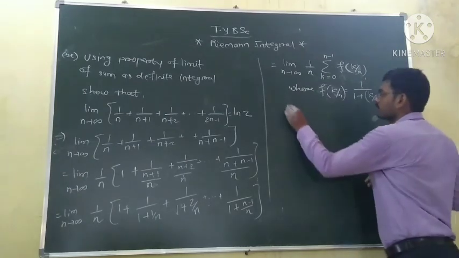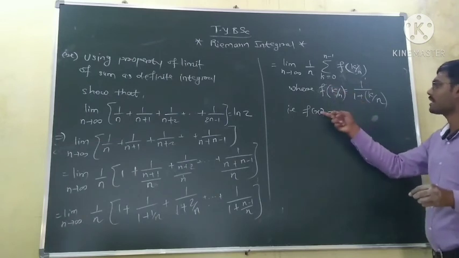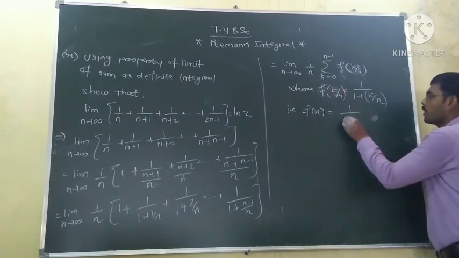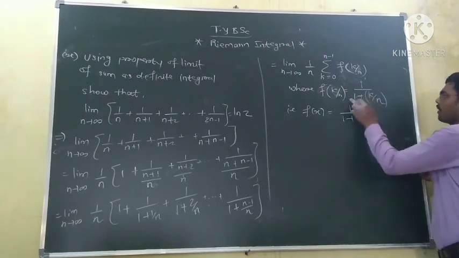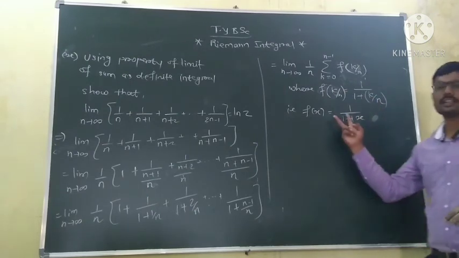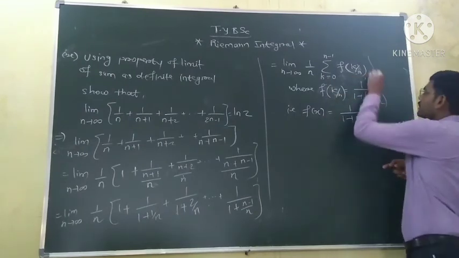That is f of x. If you call k by n as x, it is equal to 1 upon 1 plus, so instead of k by n, just write x. So 1 upon 1 plus x. So this is our standard function.